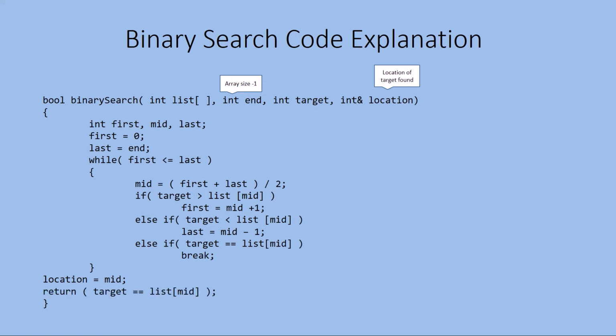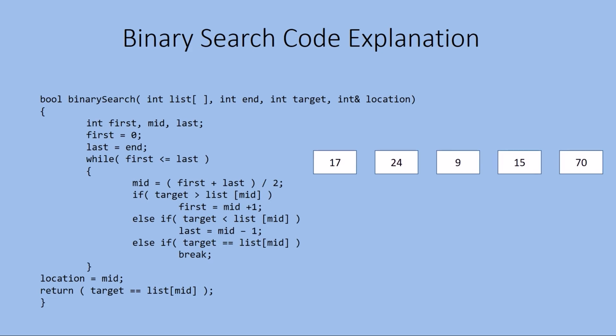Now I want to give an example. Let's say we have an array here: 17, 24, 9, 15, 70. And notice this is an unsorted array. I want to mention here, binary search only works when the array is sorted. Now we sort it and we want to find number 9 in the array.